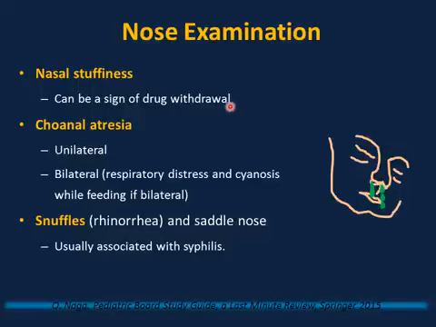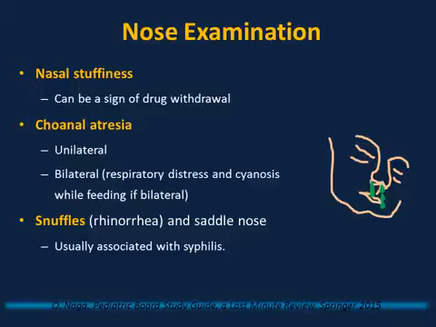Also look for other signs of neonatal abstinence syndrome, for example jitteriness, tremors, high-pitched cry, and other signs. Choanal atresia means a complete blockage of nasal passages. If it's unilateral, it will not cause respiratory distress. If it's bilateral, it will cause respiratory distress and cyanosis while feeding, which disappears while crying. Snuffles, rhinorrhea, and saddle nose are a common association of congenital syphilis.